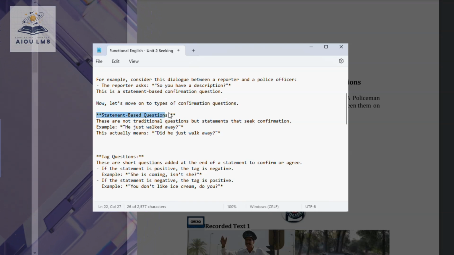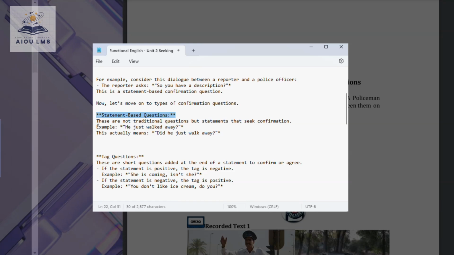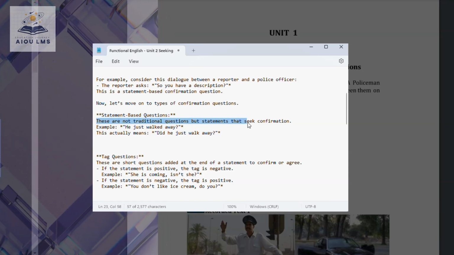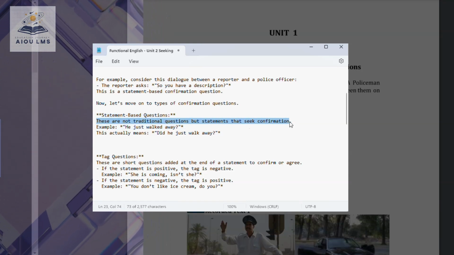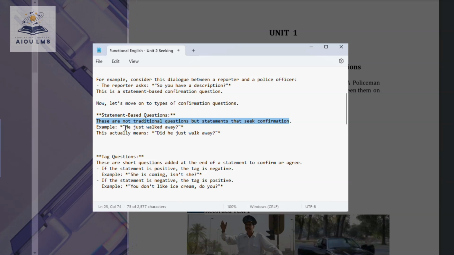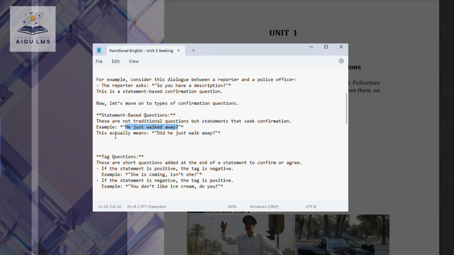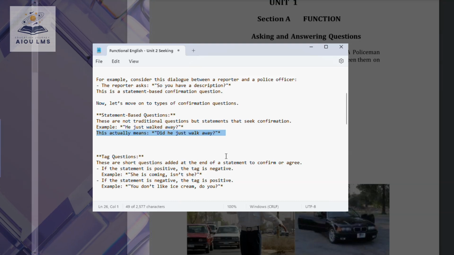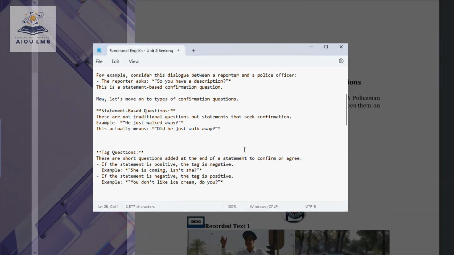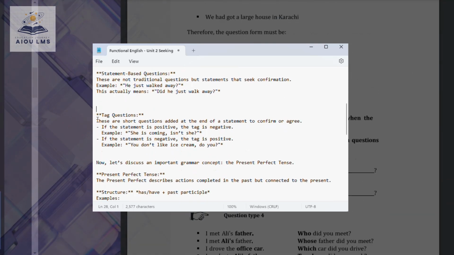Statement-based questions. These are not traditional questions, but statements that seek confirmation. Example, he just walked away. This actually means, did he just walk away?